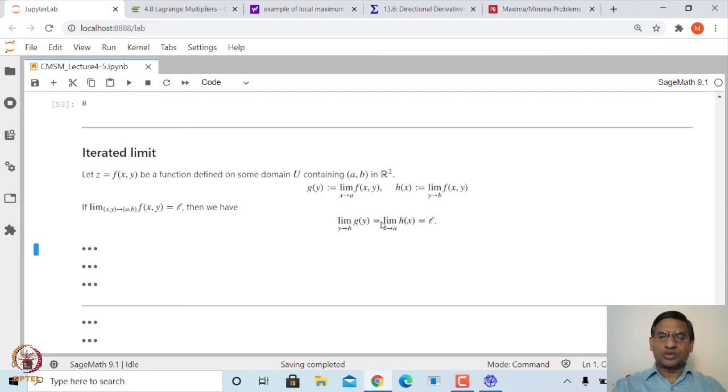These two are what we call iterated limits, and in case the limit exists, it doesn't matter, you can find this limit in any order, right?